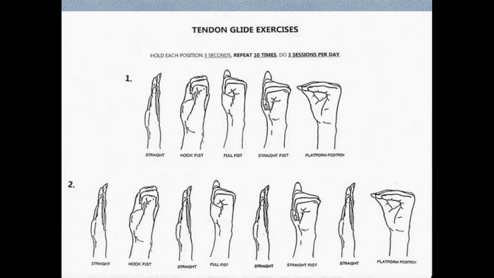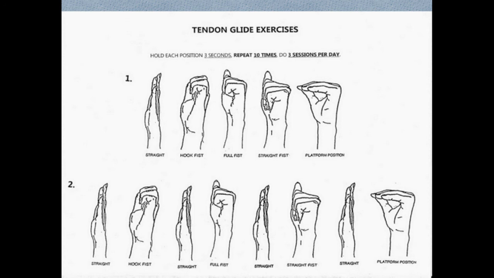Tendon gliding exercises have your patient go through a sequence of movements that allow the particular tendons to glide across the various joints of the wrist and hand. In the first, all your MP, PIP, IP, and DIP joints are in full extension. Then we flex at the MCP, PIP, and then you make a full fist, a straight fist, and then a platform position where the MP is flexed to approximately 90 degrees, and the IP and the DIP are at 0.